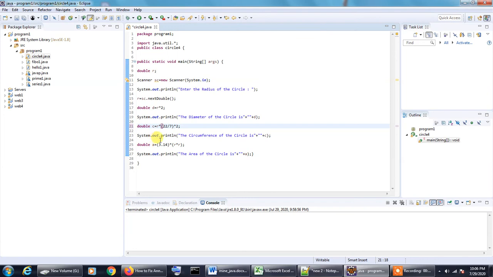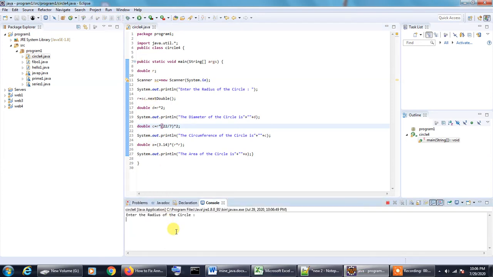Once it is done, we are then moving onward and finding the area of the circle, and for area we are taking 3.14 multiplied by the square of the radius. So let us calculate the values in this program. We are saving the program first and then we are running it.